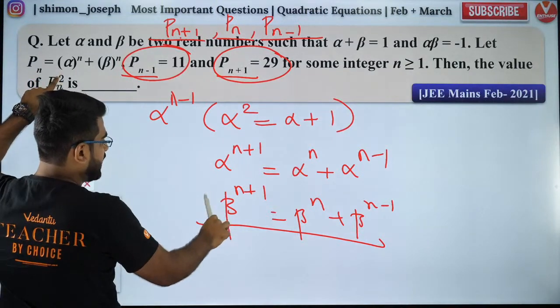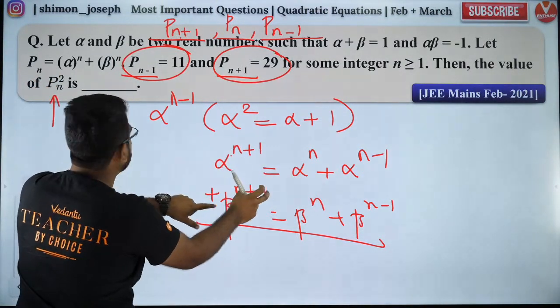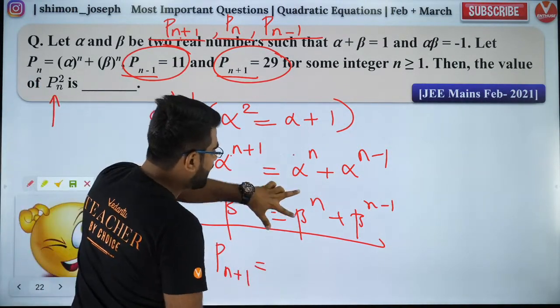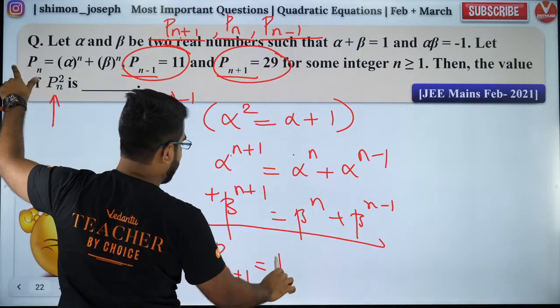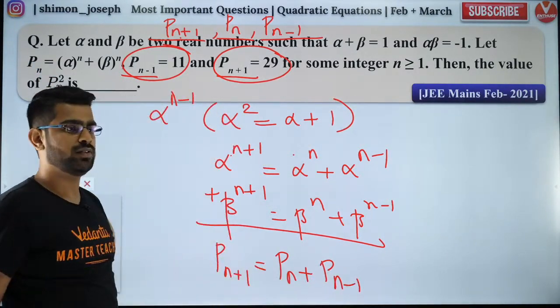P of n plus 1, right? If I add both of them, I'll get alpha to the power n plus 1 plus beta to the power n plus 1, which is P of n plus 1. Now these two, if I add, it will be P of n, exactly. And this will be P of n minus 1. So that's what I did. Got it?